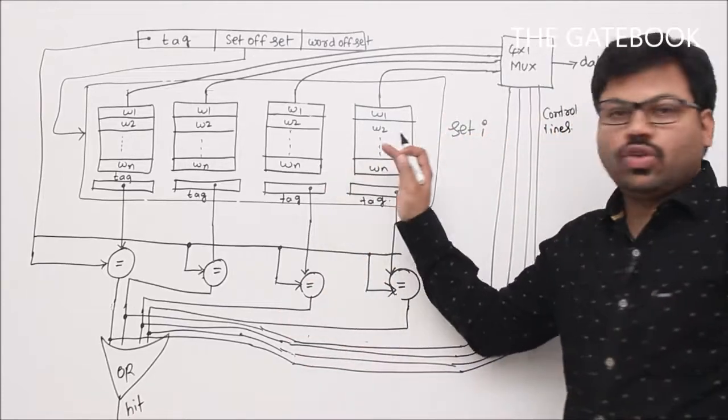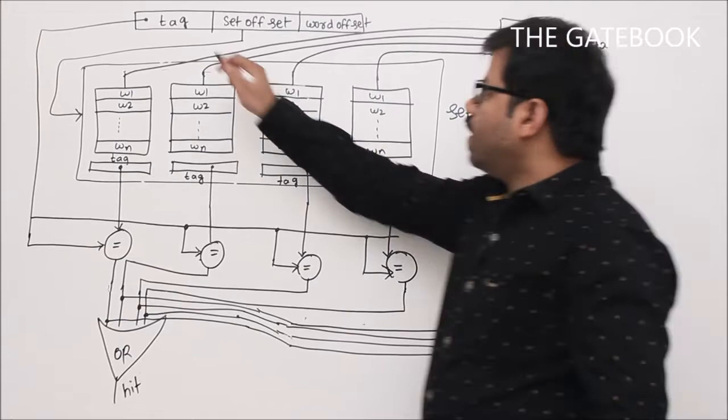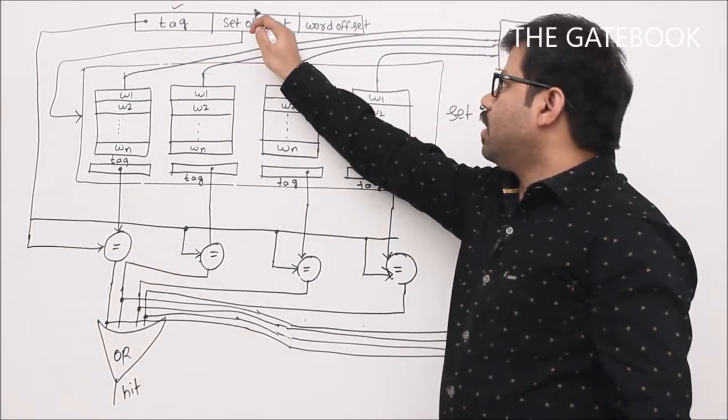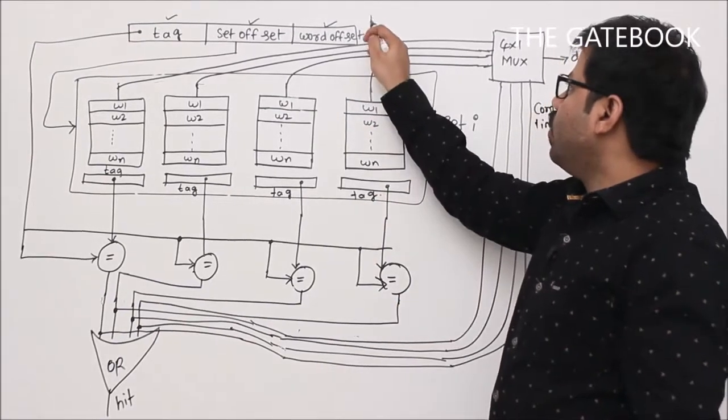See this picture to understand how this set associative mapping works. Okay, so this is your, let's say, tag field, and this is set offset, this is your word offset. Now this is completely your main memory address.